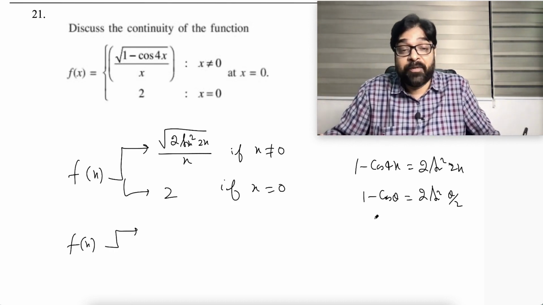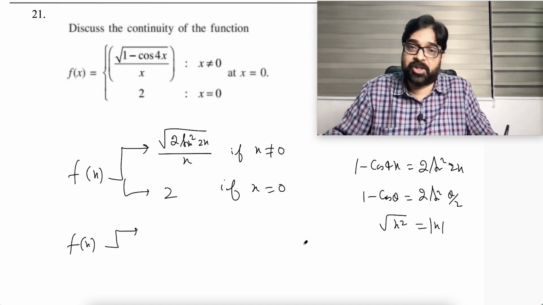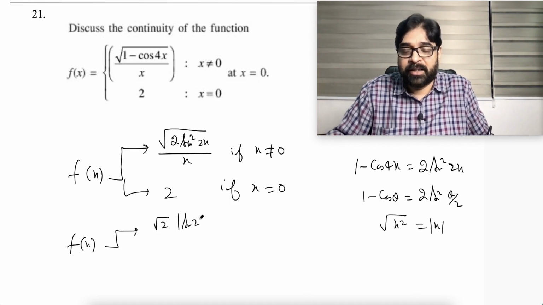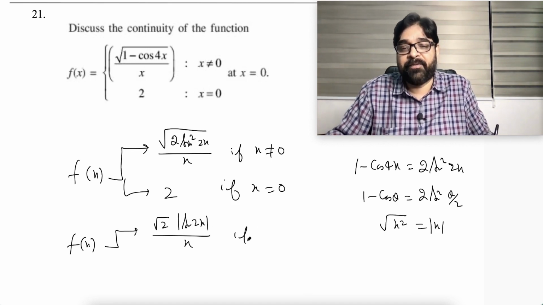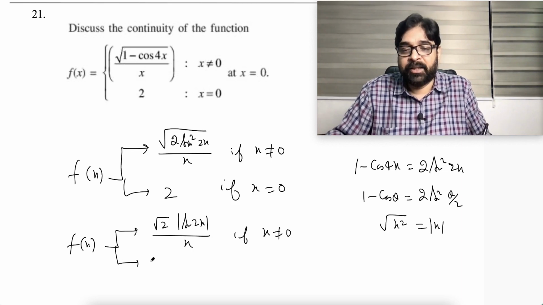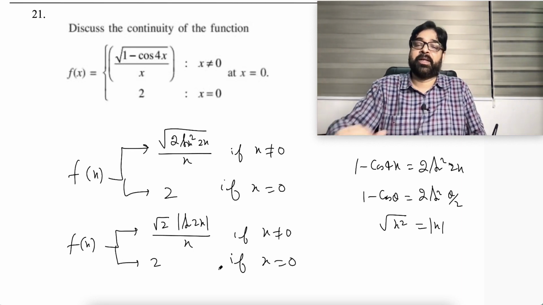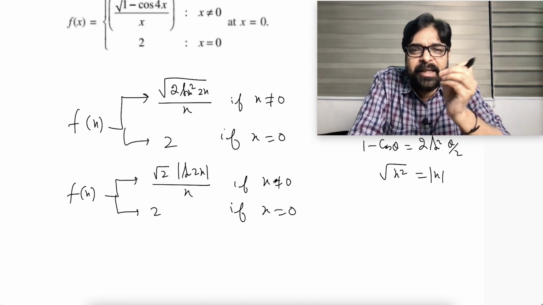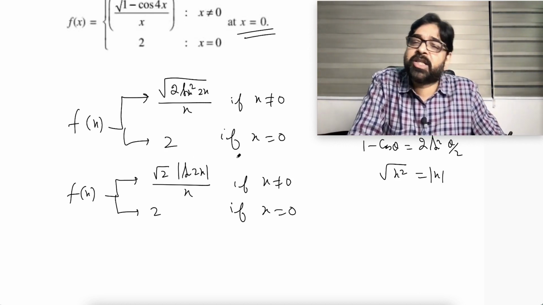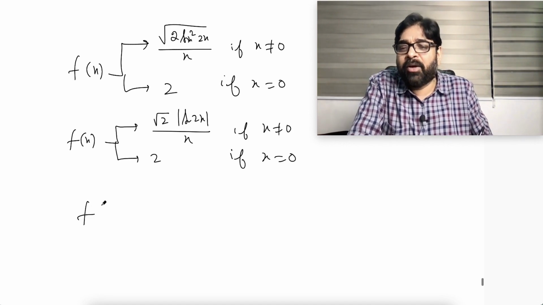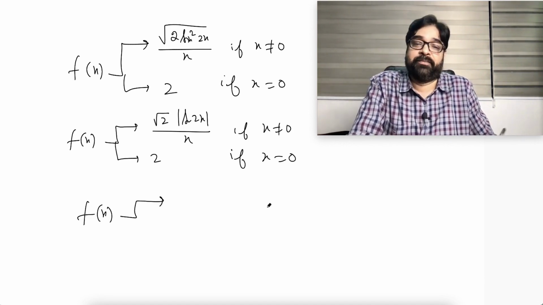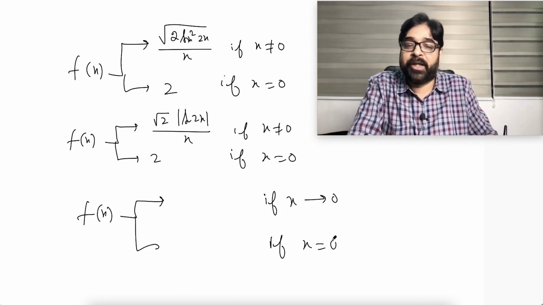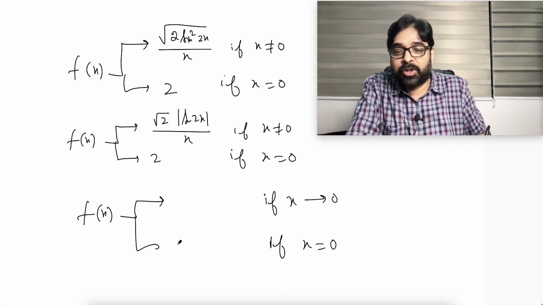f(x) equal to, all of you know root x square is never x, it's mod x. So this can be written as root 2 mod sine 2x by x if x not equal to 0, and 2 if x equal to 0. Yes or no? Do you need it at x equal to pi by 2? No, I need near to 0 because I am going to check continuity at x equal to 0. So why not write the function value near to 0 itself? Near to 0 and at 0, only two situations I want. At x equal to 0, 2 is already given.